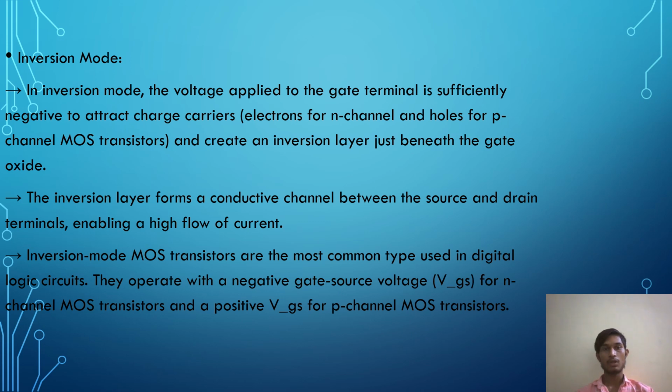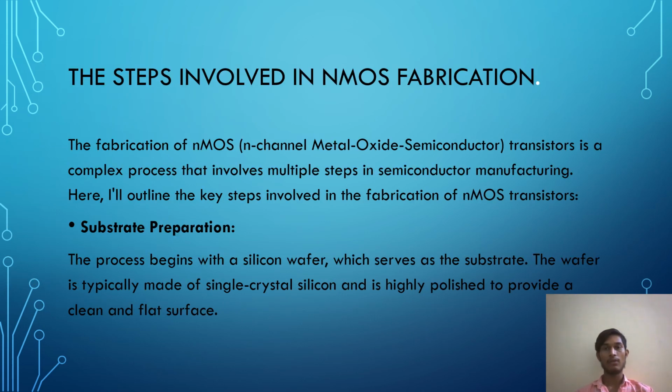Inversion mode. In inversion mode, the voltage applied to the gate terminal is sufficiently negative to attract charge carriers, holes for P channel, and create an inversion layer just beneath the gate oxide. The inversion layer forms a conductive channel between the source and the drain terminal, enabling a high flow of current. Inversion mode MOS transistors are the most commonly used type in digital logic circuits. They operate with a positive gate source voltage VGS for N channel MOS transistors and negative VGS for P channel MOS transistors. Next topic, I will discuss the steps involved in NMOS fabrication.